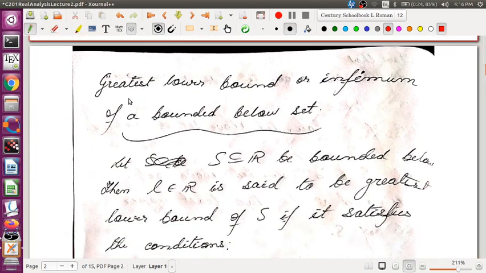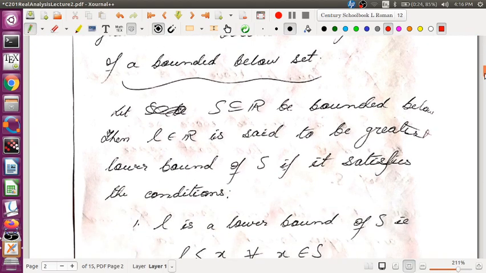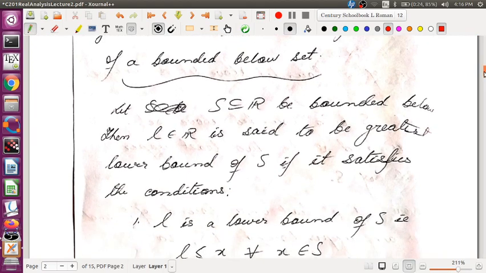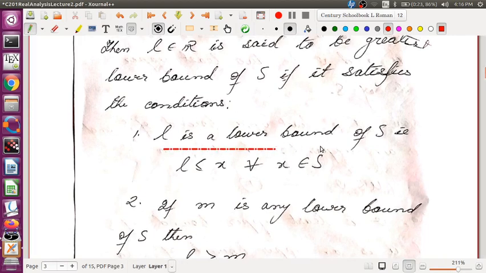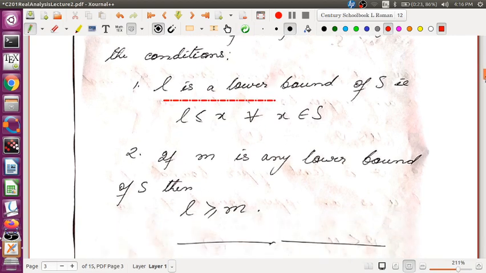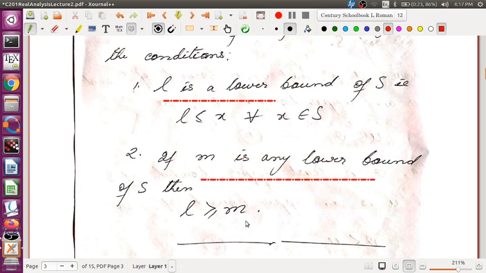So similarly, let us define what is the greatest lower bound or infimum of a bounded below set. Let S subset of R be bounded below, then a real number L is said to be the greatest lower bound of S if it satisfies the following conditions. First condition is L should be a lower bound of S, that is L should be less than or equal to x for every x inside S. That means every element of S is greater than or equal to L. And if M is any lower bound of S, then L should be greater than or equal to M, right?